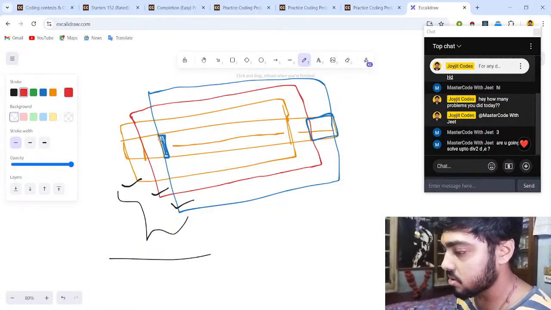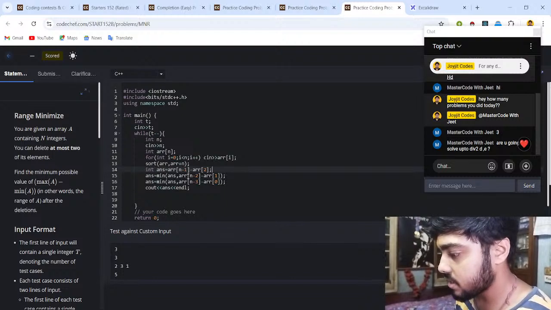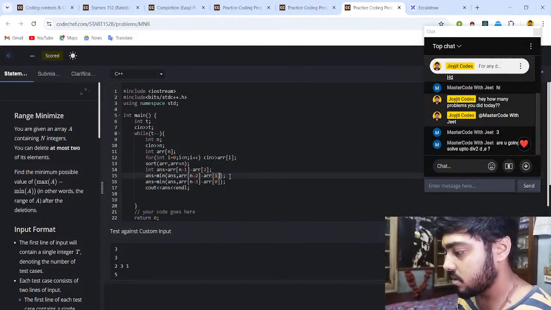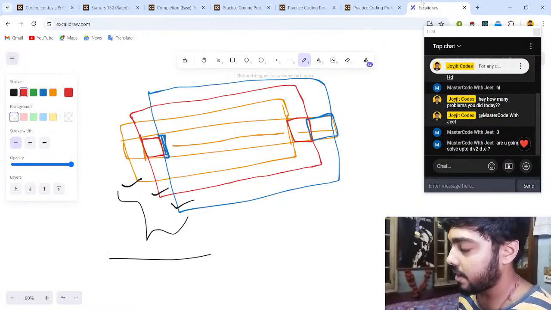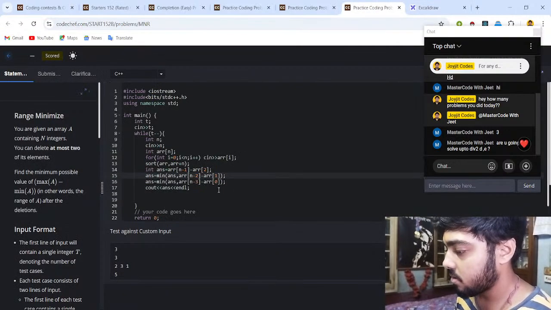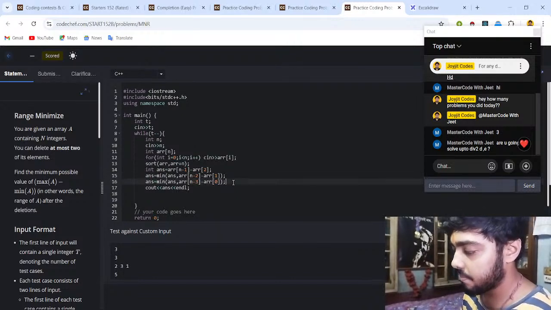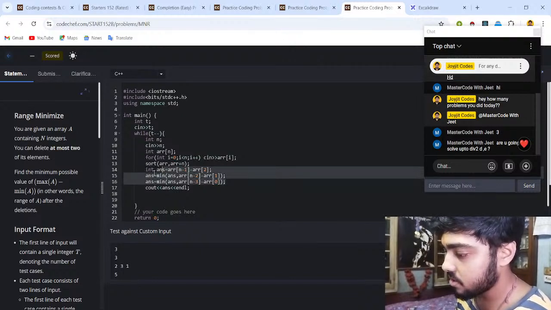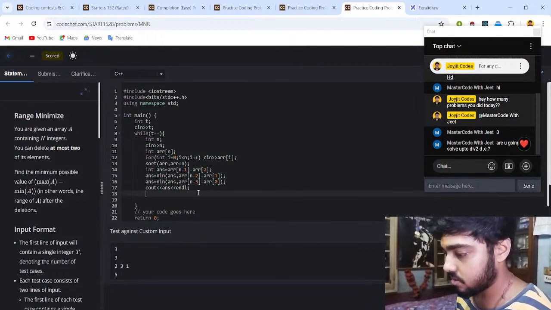Then comes the red box, which is the second last element minus the second element. And finally comes the orange box, that is the third last element minus the first element. You can see that I have taken the minimum, that is, whichever is yielding the minimum value among these three ranges is going to be our answer.